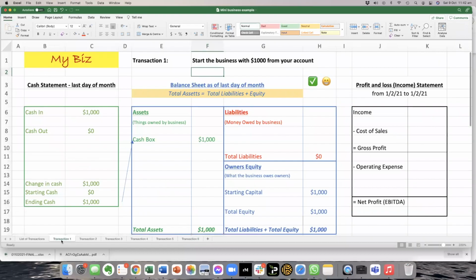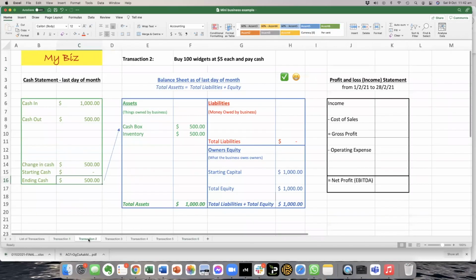We go back to our first transaction. We had our own money. We put our $1,000 in. Nothing went out. So our change in cash was 1,000. And our ending cash was 1,000, which lined up with our cash box, of course. A second transaction was buying the widgets. So we still had our $1,000 of cash that came in, but 500 went out. So our change was 500 and our ending cash was 500.